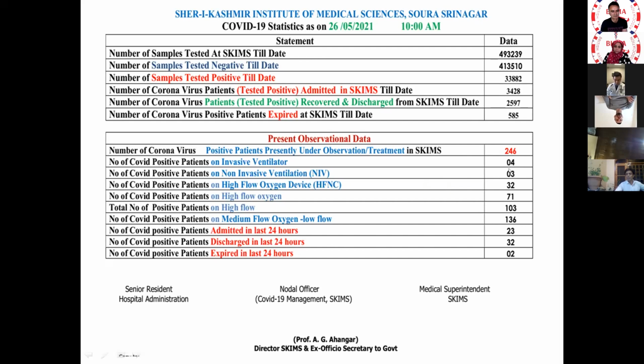We have around 4 patients today on ventilator. We have around 3 patients on non-invasive ventilation. We have 32 patients on high flow nasal oxygen. And right now we have 71 patients on oxygen. We have discharged around 32 patients in the last 24 hours, have admitted 23 patients. And unfortunately, we have lost 2 patients over the last 24 hours. Thank you. Thanks a lot.